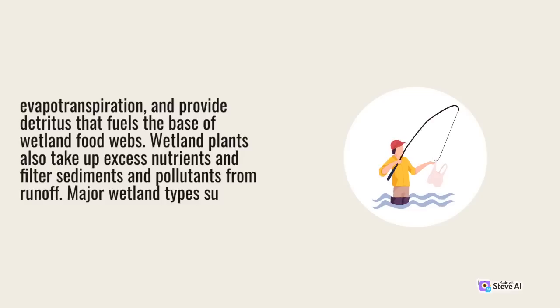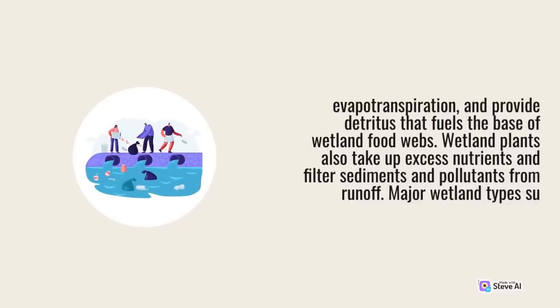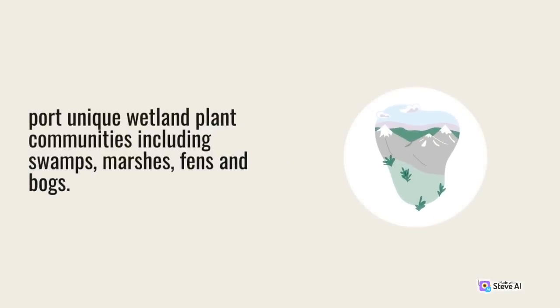Major wetland types support unique wetland plant communities, including swamps, marshes, fens, and bogs.